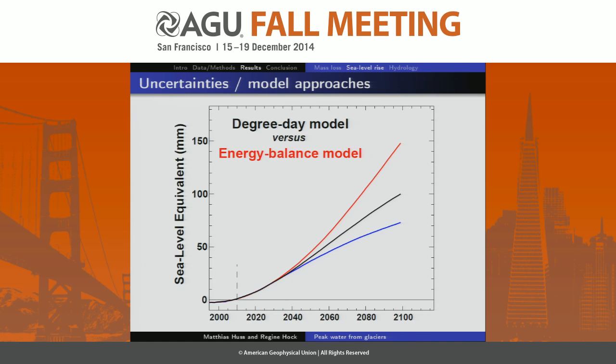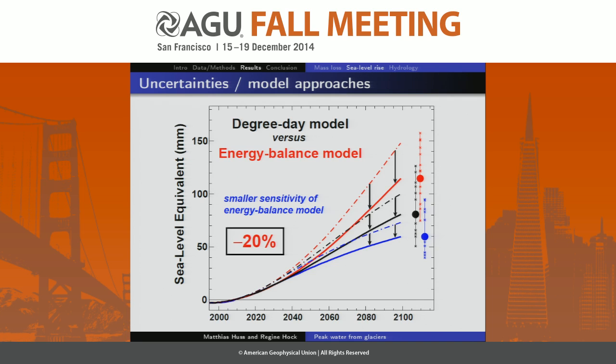Another important issue is the use of the melt model for calculating global future glacier change. The results presented so far were based on a degree day model. If we use a simplified energy balance model instead, we have quite a bit less glacier mass loss, which is probably due to a smaller sensitivity of the energy balance model to the temperature change.